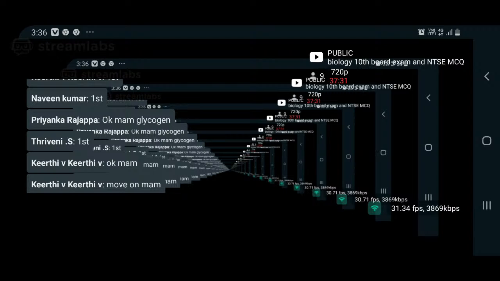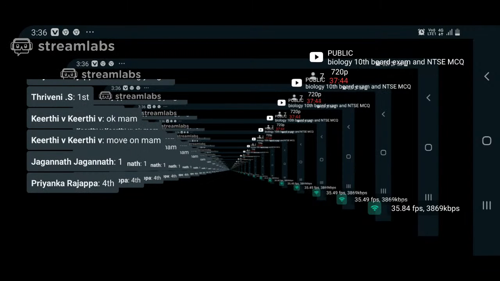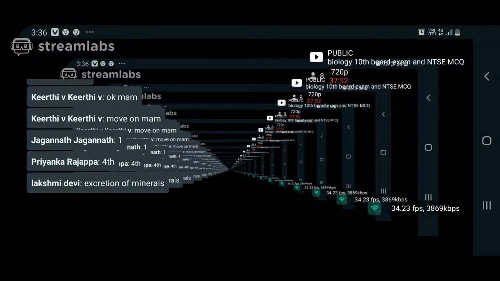Okay, which will be the answer for the question on transpiration? Which is not related to the transpiration? Which statement is not related among the four? Yes, Priyanka answered correctly. It is the fourth option. Very good, Priyanka, because all other three are related to the transpiration.